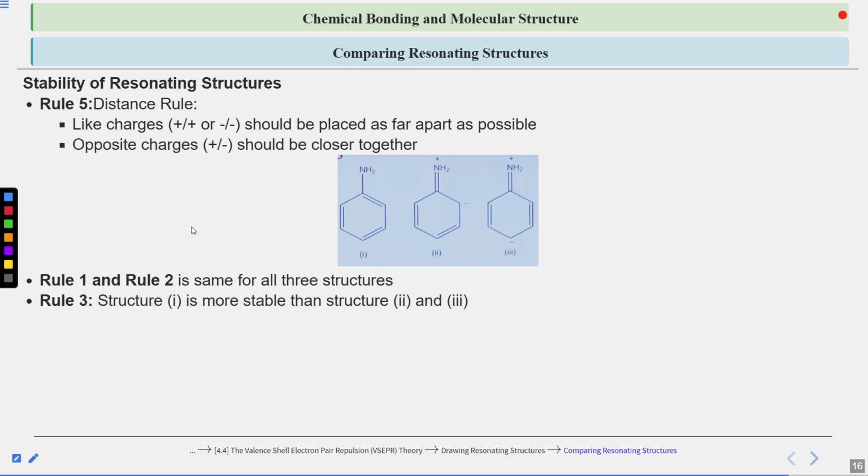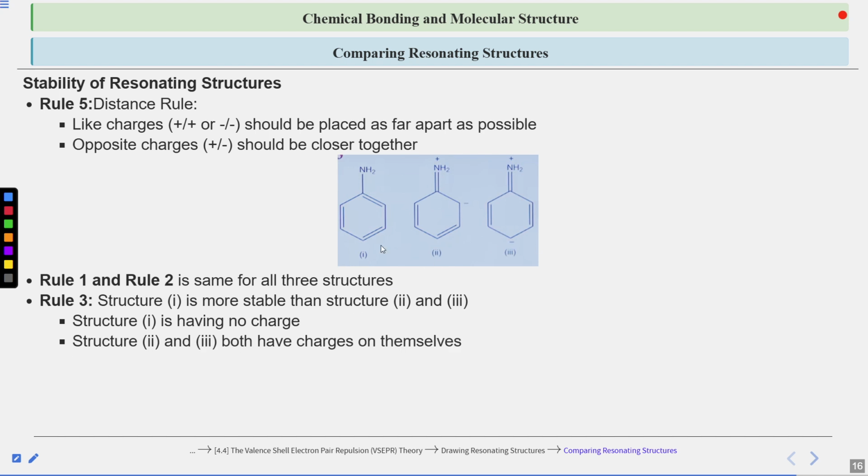But as soon as you look at rule 3, structure 1 appears more stable than 2 and 3. What is the reason behind it? Why is structure 1 more stable? I've already talked about this. Rule 3 says that charged species are less stable. Therefore, structure 1, which has no charge, will be more stable as compared to 2 and 3. So we have already got our most stable structure. Now we will try to arrange the remaining two structures.